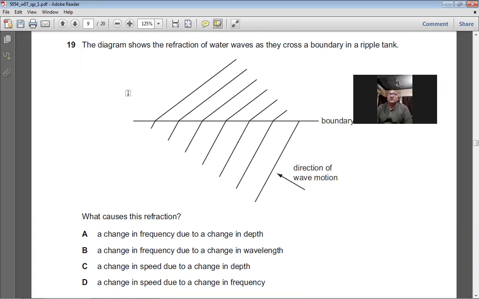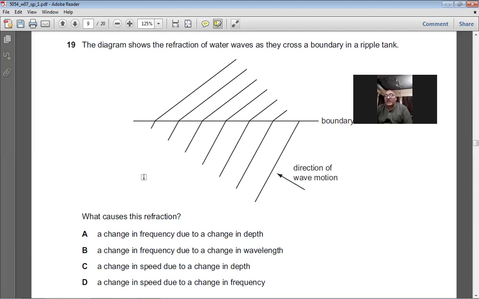The diagram shows the refraction of water waves as they cross a boundary in a ripple tank. So here you can see that the water waves are going in this direction. Here we have the boundary, and you can see that the wave fronts have come a little closer to each other as compared to here. So here the water is deep, here the water is shallow. Here the speed of the water will be higher, here the speed will be slower, and the wavelength here is larger, the wavelength here is smaller. The frequency here and the frequency here remain the same.